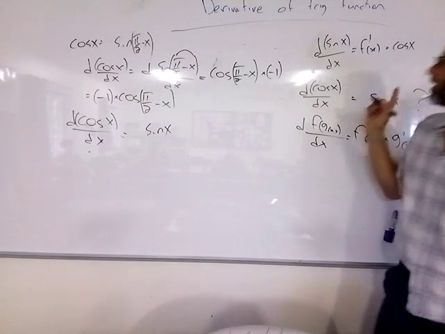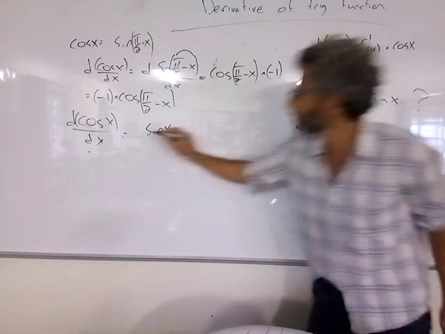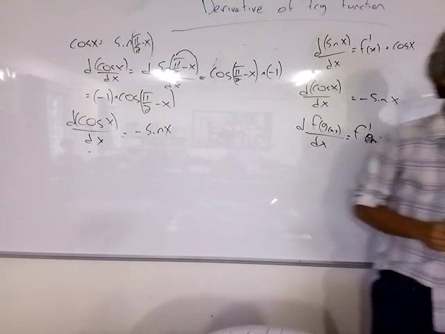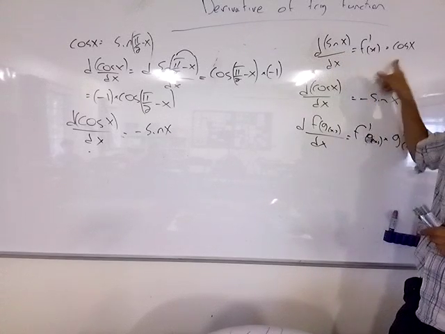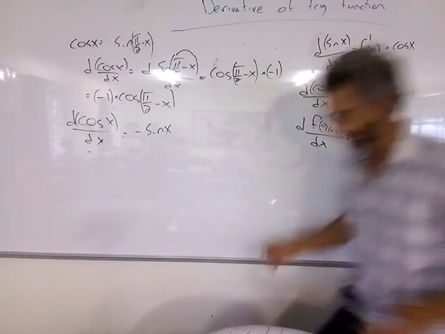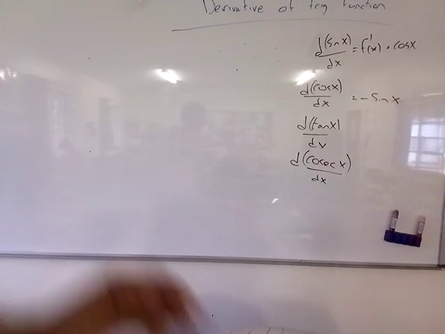So was Rachel correct? Is it just sine x? There's a minus. So you were very, very close. Okay? There's a minus there. So the derivative of sine is cosine. The derivative of cosine is minus sine. Okay, so is that working?